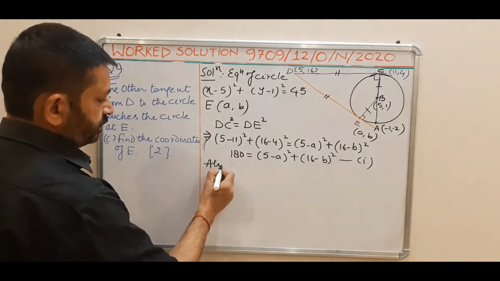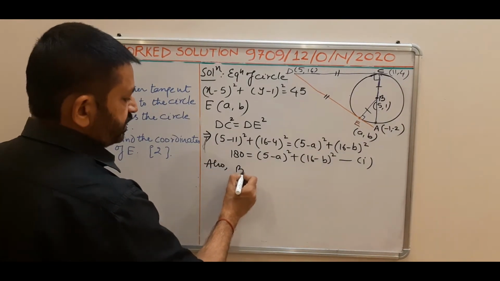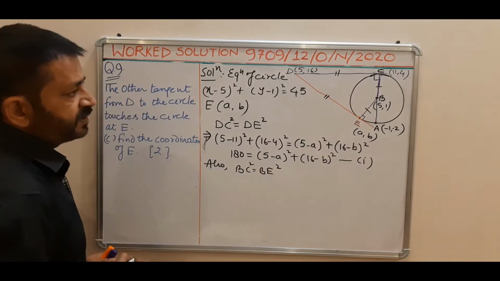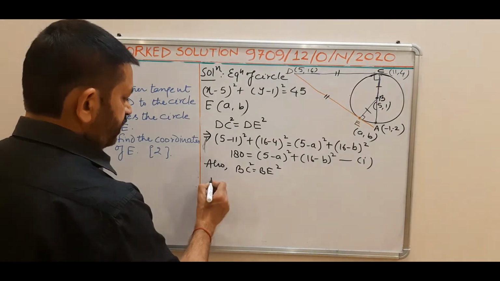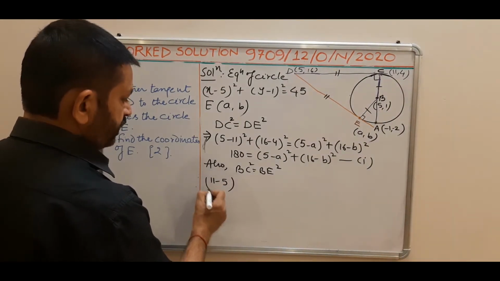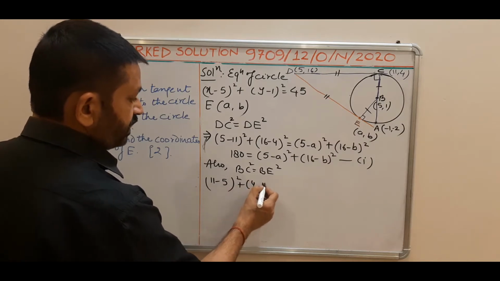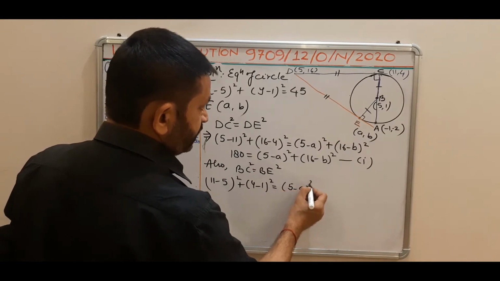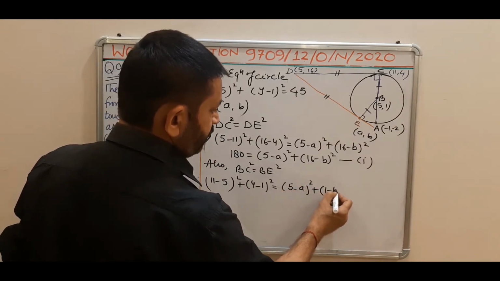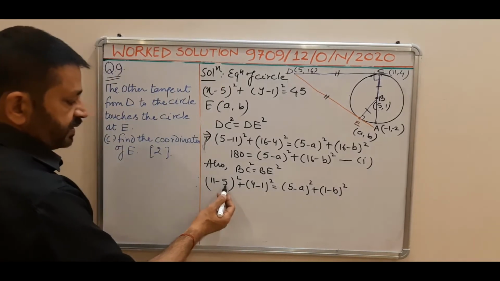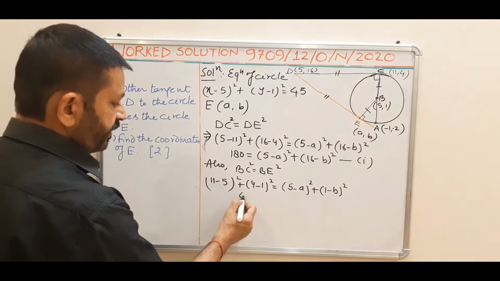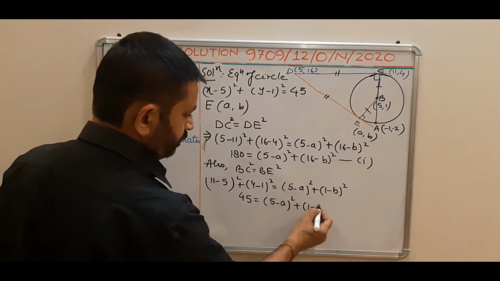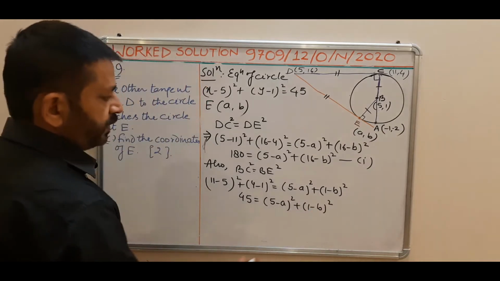Also, BC is equal to BE, or we can say BC square is equal to BE square. What is BC square? BC square will be 11 minus 5 square plus 4 minus 1 square, which is equal to BE square. Now it is 5 minus A square plus 1 minus B square. 36 plus 9, 45. Okay, this is relation number 2.